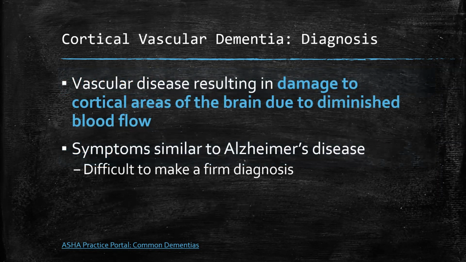So diagnosis of cortical vascular dementia. Like we just talked about, it's a vascular disease that results in damage to the cortical areas of the brain due to diminished blood flow, so from those small strokes. The symptoms of this are very similar to Alzheimer's disease, so it can be pretty difficult to make a firm differential diagnosis.